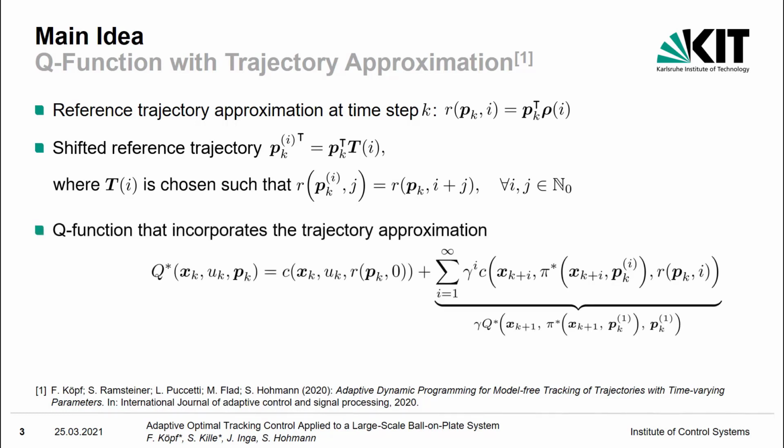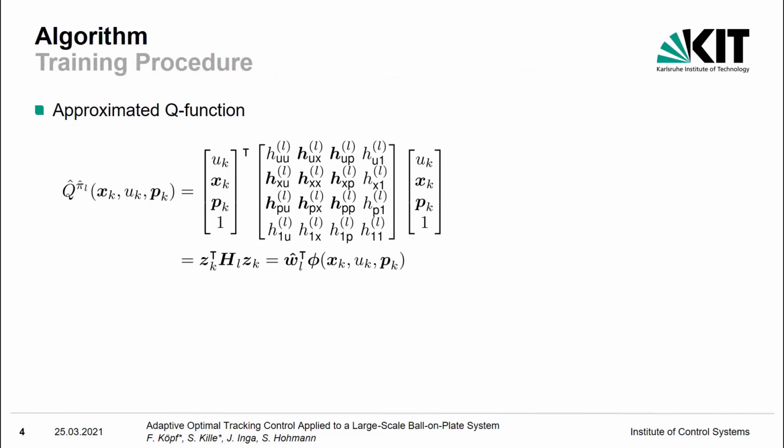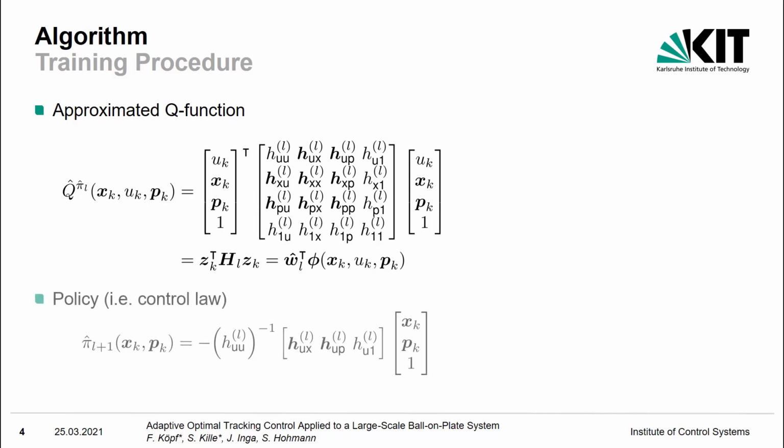Then, the Q function, which explicitly incorporates the local trajectory approximation, is defined. The optimal control law finally results from the minimizing control input of the optimal Q function. We approximate the Q function by a quadratic function of u, x, p, and a constant. The constant term allows the ADP controller to learn an additional offset correction term. The estimated optimal policy directly results from the approximated Q function.